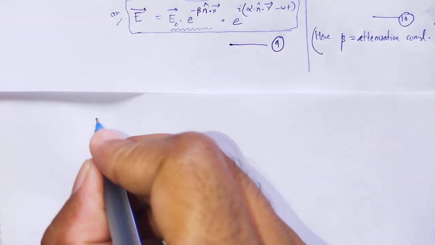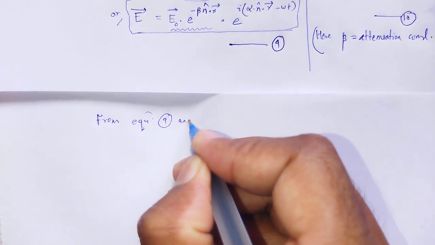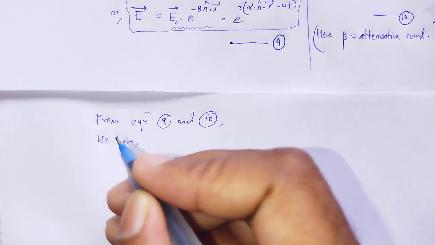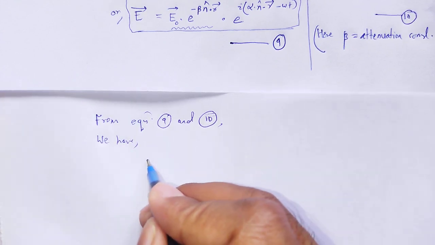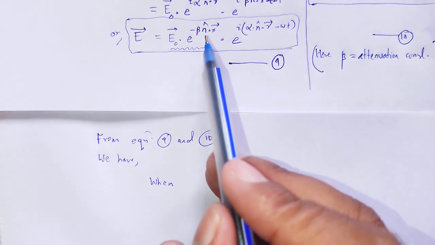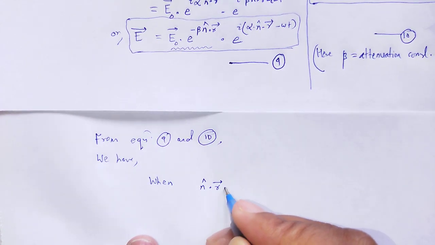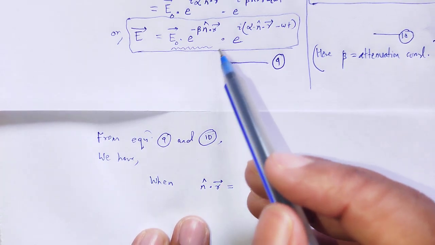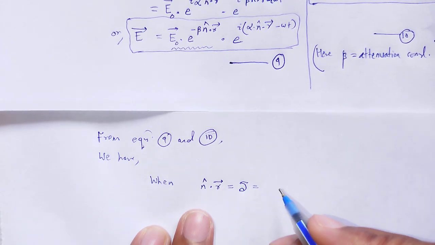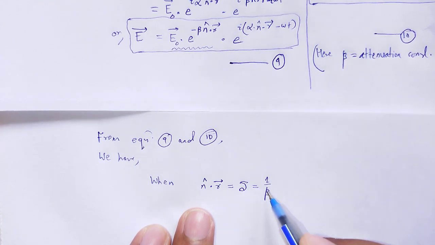From equations 9 and 10, we have, when n cap dot r vector is equal to, let us call it delta, which is equal to n dot r equal to 1 by beta, that is the condition.